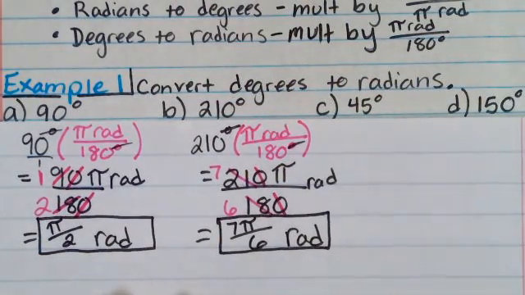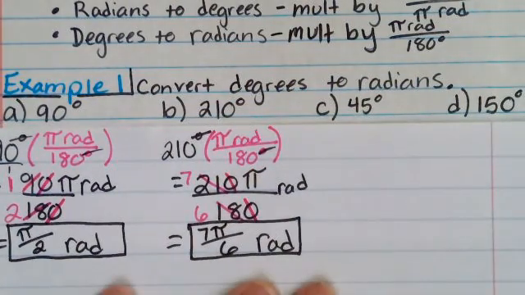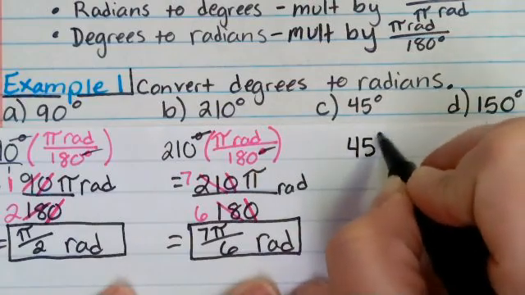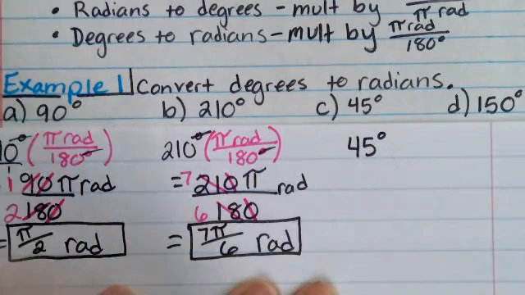All right, let's look at C. We got 45 degrees. I want you to pause the video and try parts C and D without me, and then come back and check. Go ahead and pause the video and try converting this on your own.